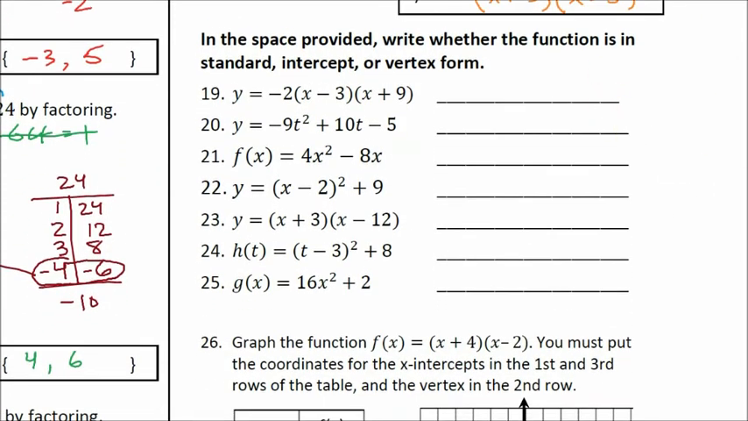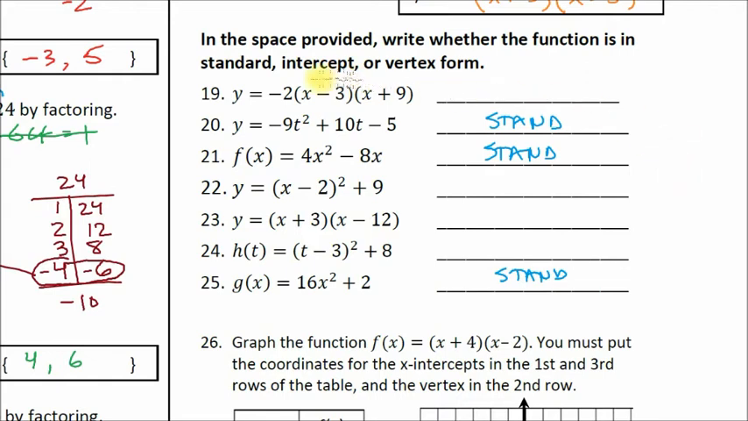19 through 25. In the space provided, write whether the function is in standard, intercept, or vertex form. Let's pick these out. I know standard form is not going to have parentheses, so that makes this pretty easy. This is standard form. Bottom one is standard form. And it looks like number 20 is also standard form, no parentheses.